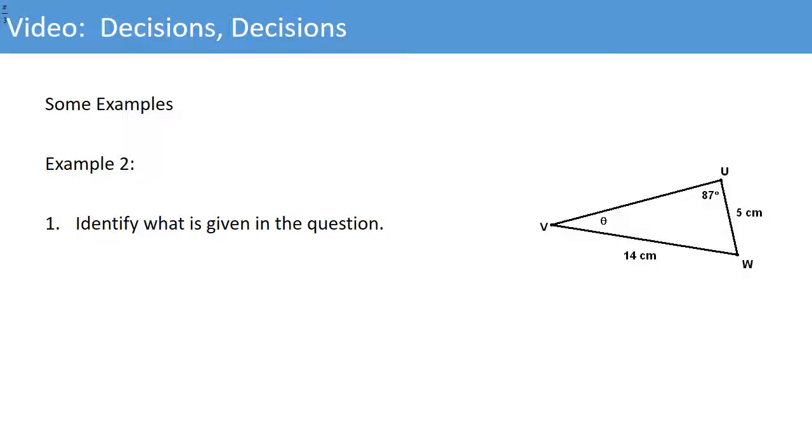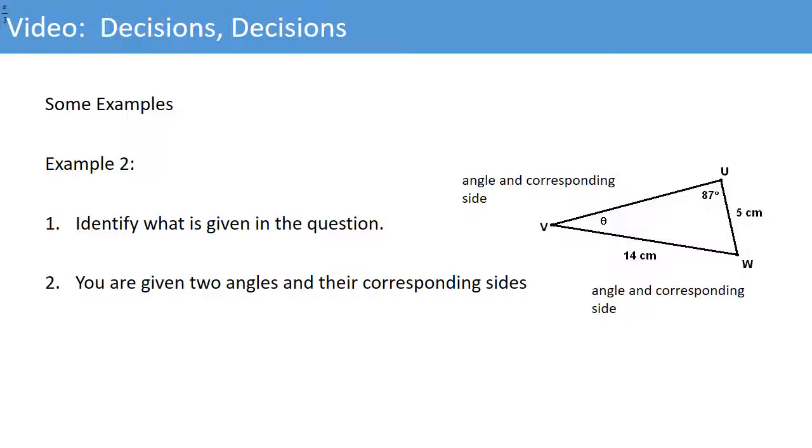Example 2. Identify what is given in the question. We have the angle and corresponding side, theta and 5 centimeters. We have the angle and corresponding side, 87 degrees and 14 centimeters. You are given then 2 angles and 2 corresponding sides. We know then this is the sine law. Since we're trying to find the angle, we will use it in the form sine A over A equals sine B over B equals sine C over C.